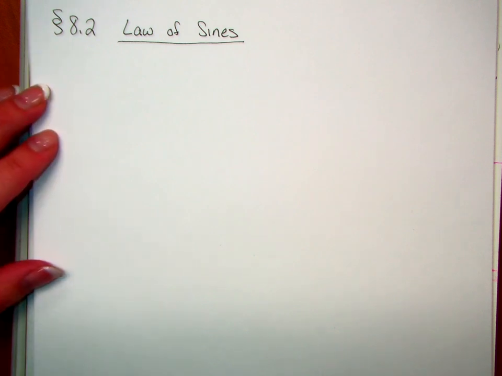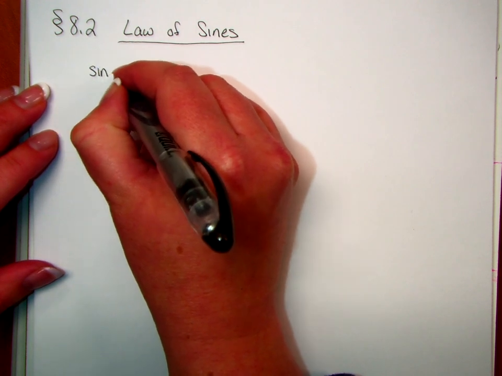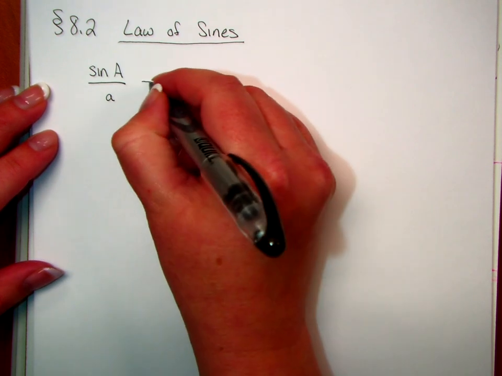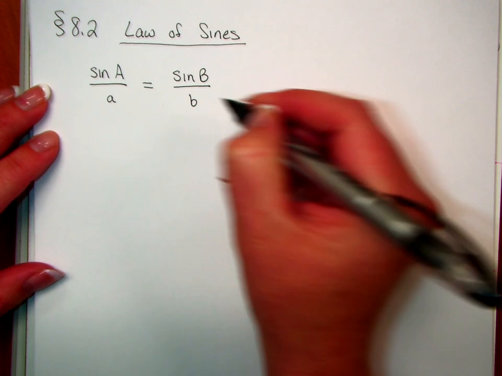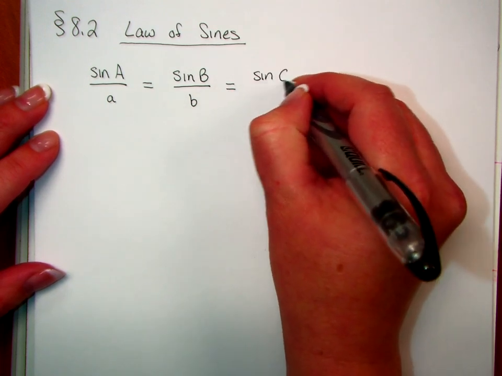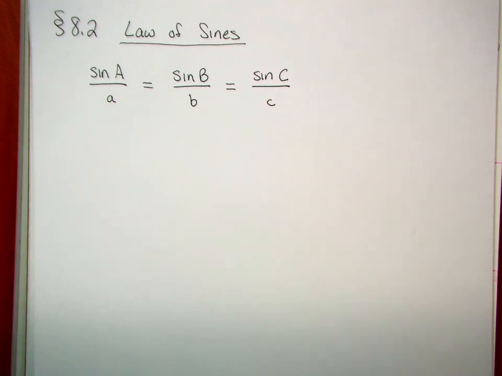So law of sines is a fairly simple formula. We're going to do sine of angle A over side A equals sine of angle B over side B, which equals sine of angle C over side C. This particular formula can be proven using the area of a triangle, but I'm going to skip over that for now, given the circumstances.